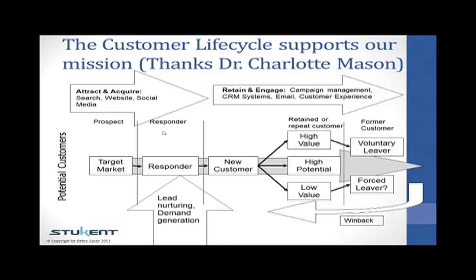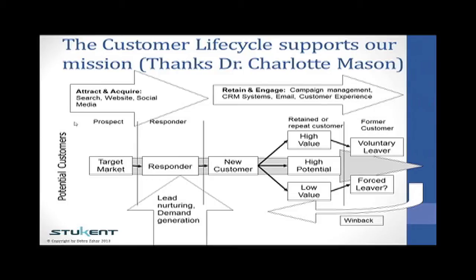And so we have our prospect, then people become responders, new customers, and then they're either high potential, high value, or low value. And then from there, we move on to the natural cycle, because with the customer life cycle, people don't stay around forever. So they might leave voluntarily, or they may be forced to leave because we're not giving them a package which is attractive to them. And then we go into the win-back process. And what's new recently is the whole idea of lead nurturing and demand generation when people respond. So marketing is taking a key role here when people do get to that website.